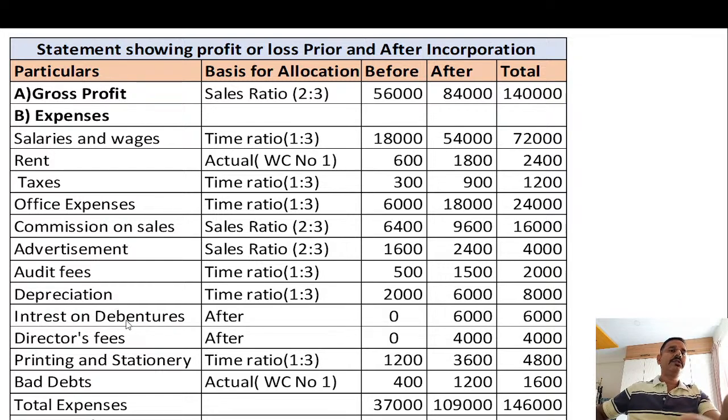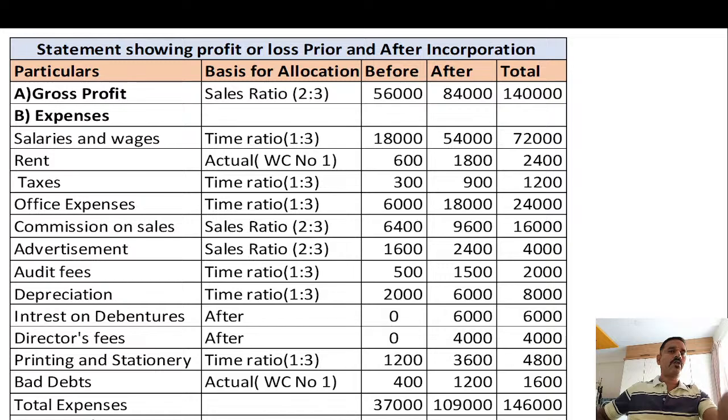Then interest on debentures you consider in the after period only. Then director's fees are also considered after only. It is given in the textbook which expenses should be considered as after only, so you are not going to distribute them before and after. Some expenses you treat as after only. Interest on debentures and director's fees are such, so you put them directly in after. Then printing and stationery is based on time ratio. Then bad debts are already shown in the working note, on that basis we directly mention 400 before and 1,200 after. So total expenses is 37,000 and 1,09,000.